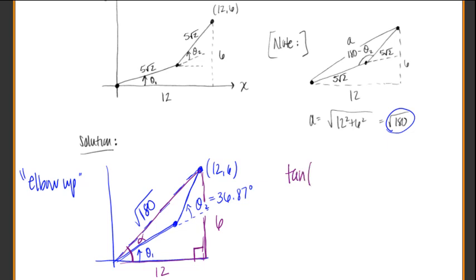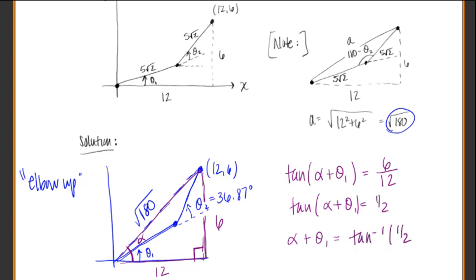So if I take the tangent of alpha plus theta 1, remember tangent is always the side opposite, or your y over your x, so it's going to be 6 over 12. The tangent of alpha plus theta 1 is going to equal 1/2. If we want to get rid of the tangent on the left, alpha plus theta 1 equals the inverse tangent of 1/2. I can find the inverse tangent of 1/2, no sweat, using a calculator, and I can definitely find alpha, because we're going to find that in just a second. As long as I can get alpha, then theta 1 is solved: theta 1 will be the inverse tangent of 1/2 minus alpha.